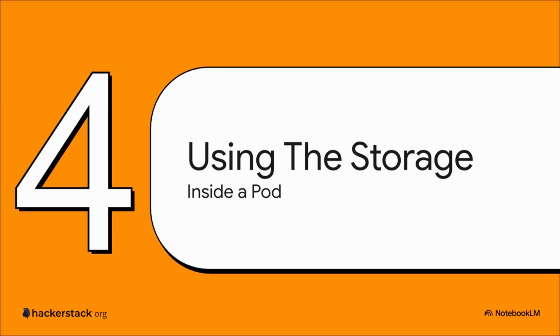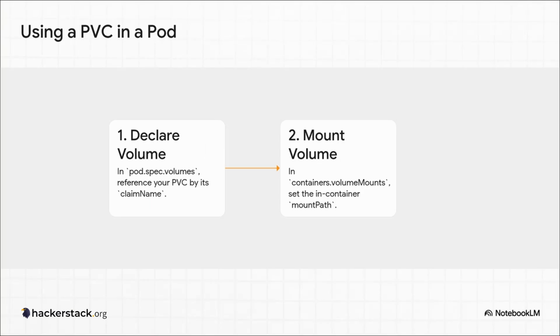Okay, deep breath. We've ordered our storage, it's been delivered, it's bound to our order. Now for the most important step of all. How do we actually serve this dish to our application that's running inside a pod? It's actually a really simple two-step process inside your pod's configuration file. First, down in the volumes section, you just declare, hey, I want to use the storage that's tied to this claim, and you give it the name of your PVC.